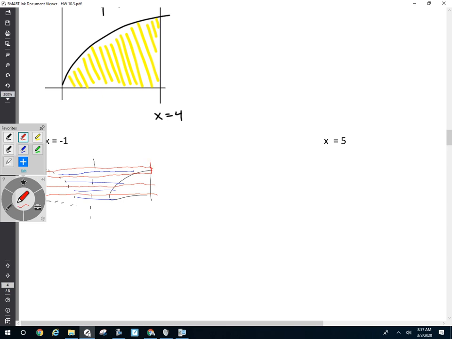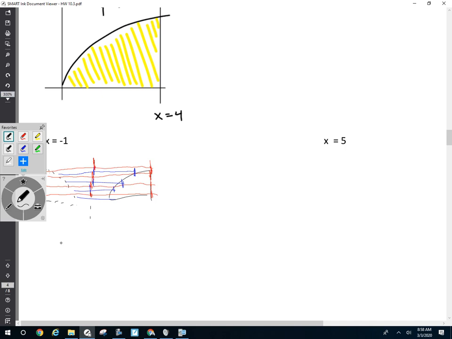What is the radius of the red cylinders? The radius of the red cylinders is 4 minus -1, or just 5. The radius is always 5. What's the radius of my blue cylinders? My blue cylinders are going to be this x distance. This would be an x equals y squared distance minus -1, a right minus a left.